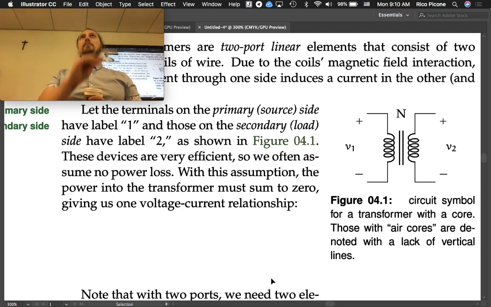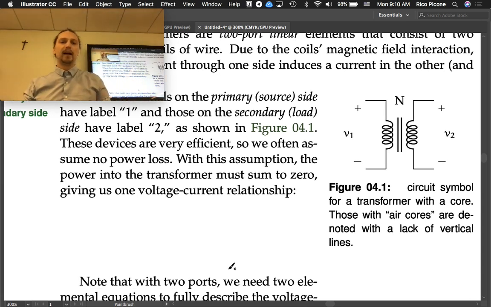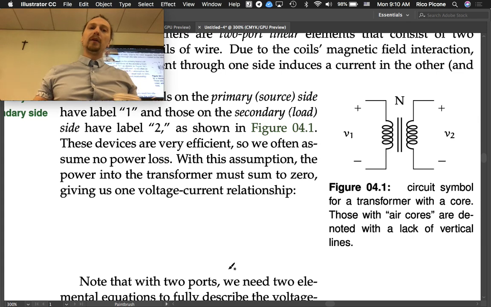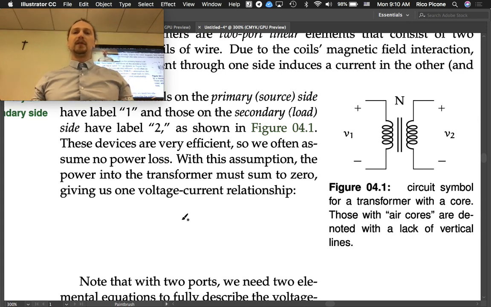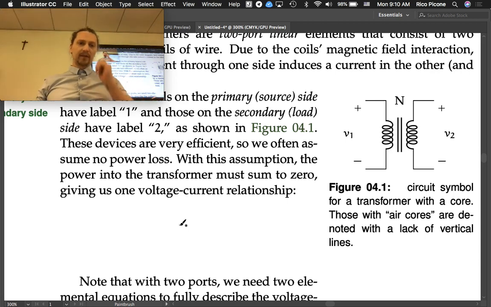So it can transfer power through it without losing any power. It's a pretty good assumption most of the time. So with this assumption, the power into the transformer must sum to 0. So in from both sides must sum to 0, giving us one voltage current relationship.